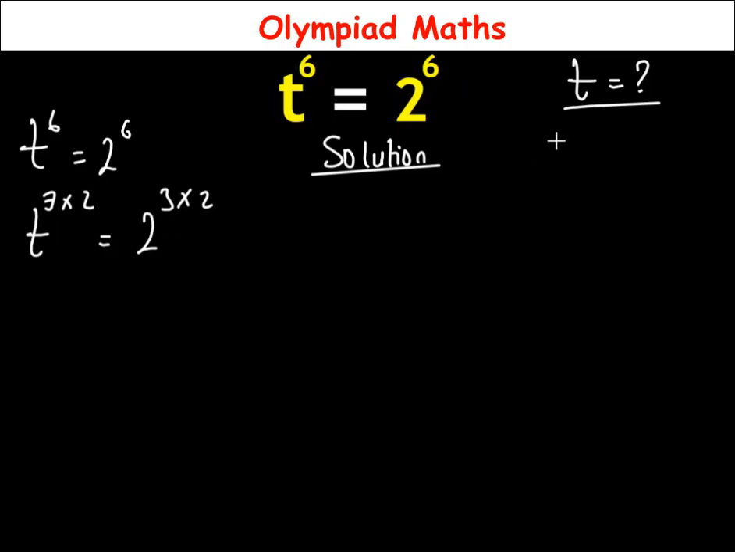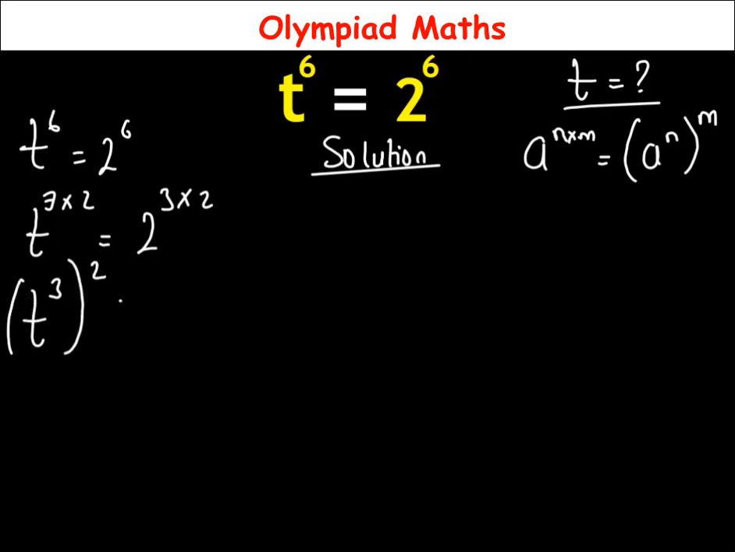At this junction, there's a rule that states that if you have a to the power of n times m, this equals, in brackets, a to the power of n, then to the power of m. In this case, n right here is 3, and m stands for 2. So that means your 3 will come inside the bracket and 2 will be outside the bracket. So therefore, t raised to power 3, all raised to power 2, is equal to 2 raised to power 3, all raised to power 2, following this rule.